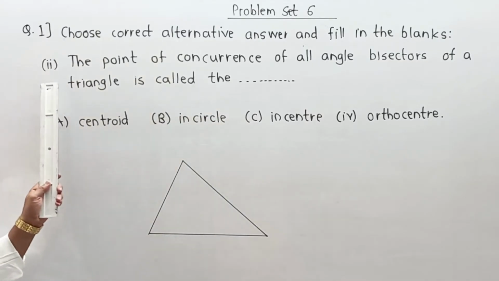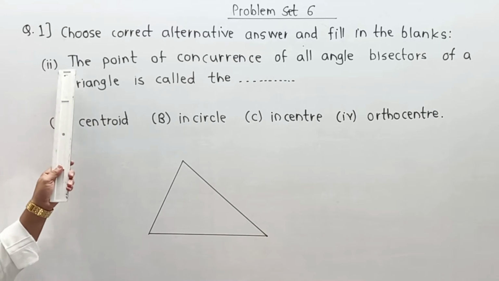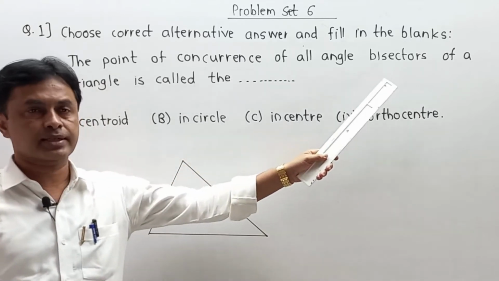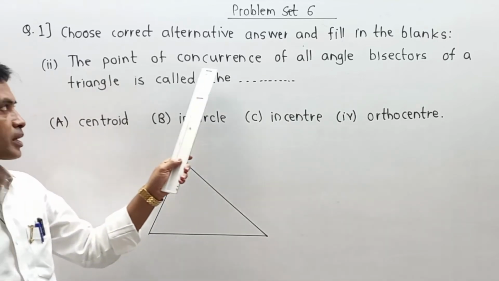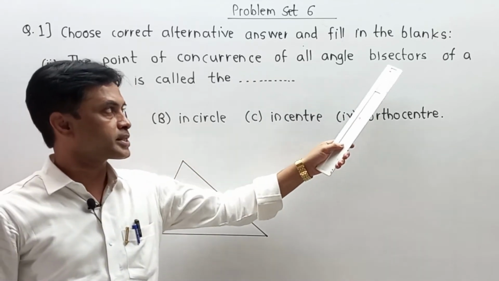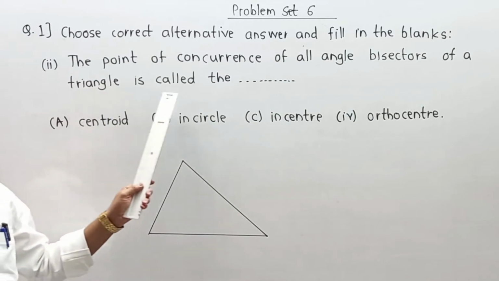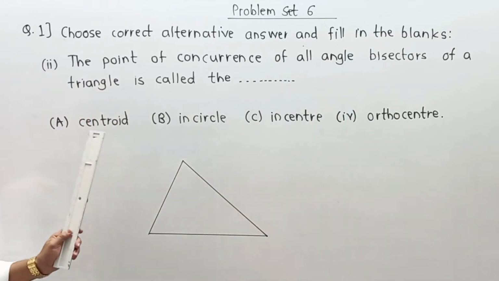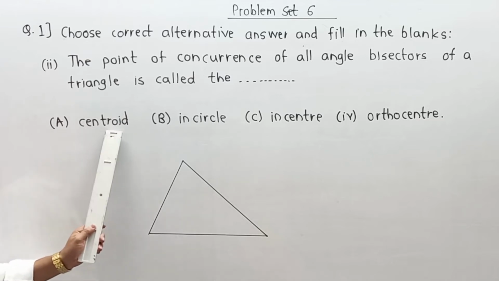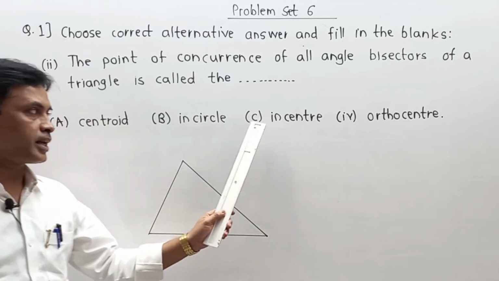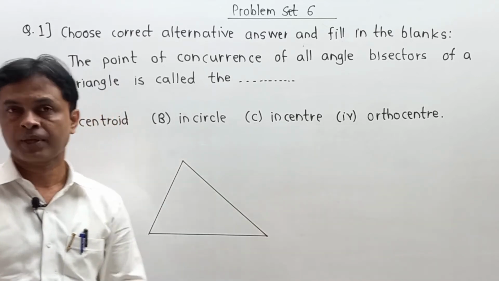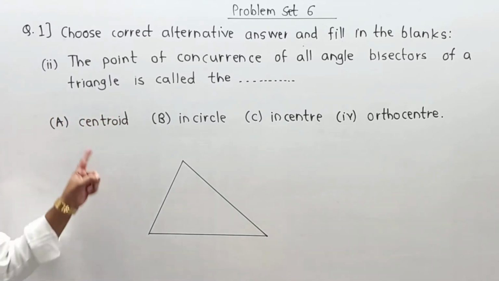Now moving to the second question. The point of concurrence of all angle bisectors of a triangle is called the ... They have given 4 options: A centroid, B incircle, C incenter and D orthocenter. Now everyone has its own meaning.